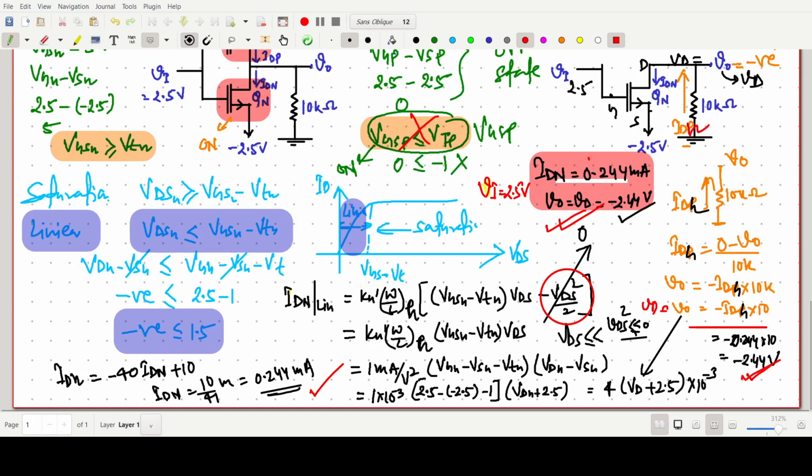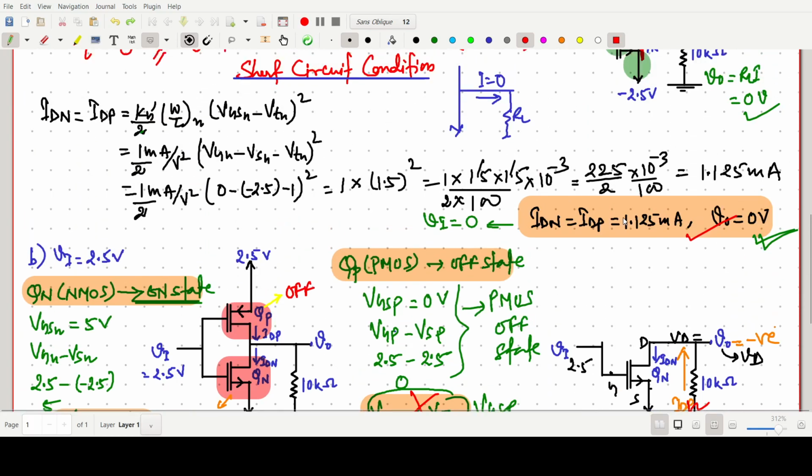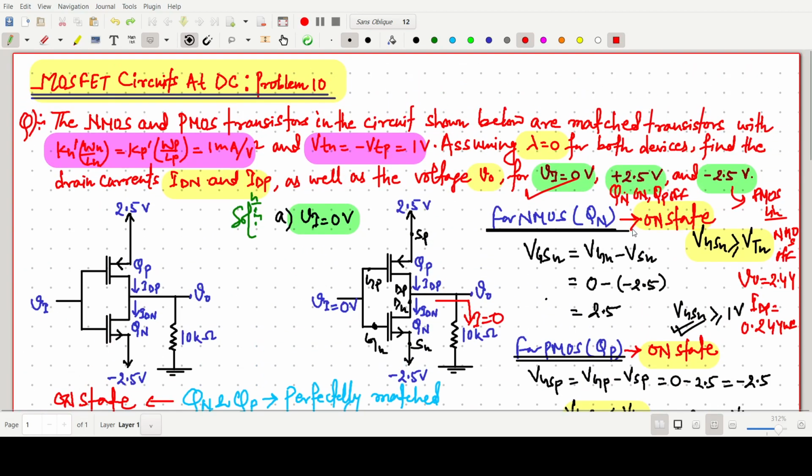So here I have written that value. Now similarly for the other case, when we are giving the negative value minus 2.5, this IDp will be the same, and V naught will not be negative, it should be positive. So that we have written here. So this is all about this question. Thank you for watching this video.